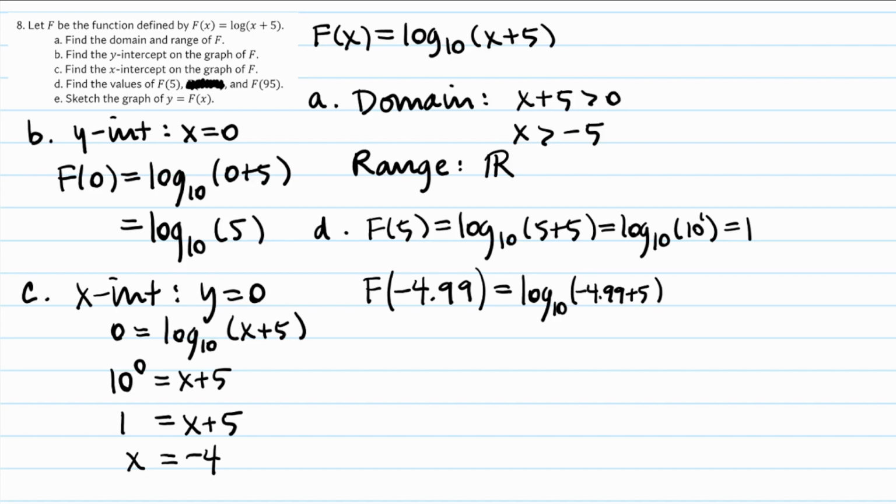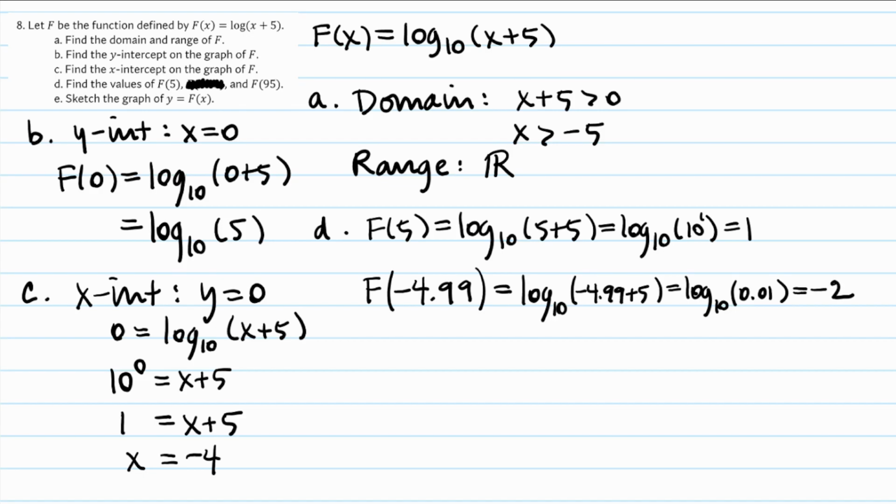-4.99 plus 5. And that would be log with base 10 of 0.01. I think to myself, what exponent do I put on 10 to get 0.01? That's like 1 cent. That's 1/100th of a dollar. So 1 over 100 is the -2 power of 10.